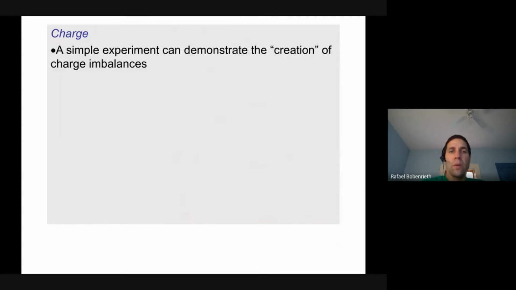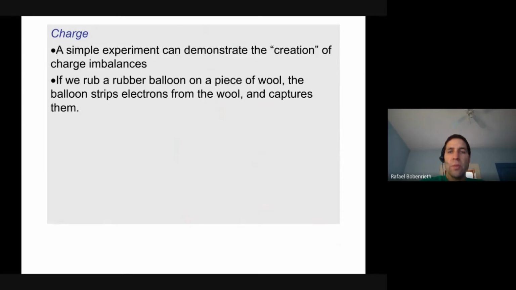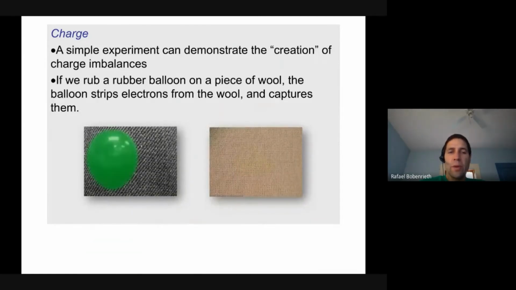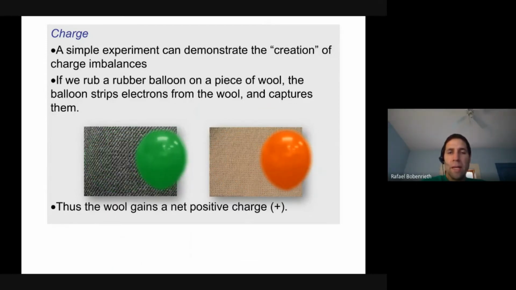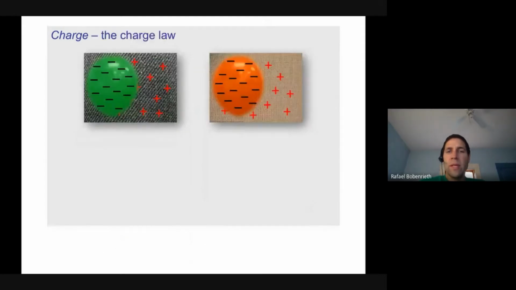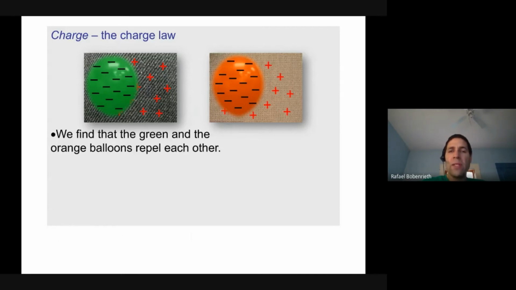Okay, so a simple experiment we can use to demonstrate the creation of charge imbalances, okay? And you've done this before as a kid at some point. You rub a balloon against your hair, against your clothing, whatever. And when you do that, the wool gains positive charge and the balloon gains an excess of negative charge. In other words, some electrons are transferred from the wool to the balloon, okay? And so then if we take 2 balloons that we've done that with and we try and bring them together, we find that they push each other away, okay? The green and orange balloons repel each other.